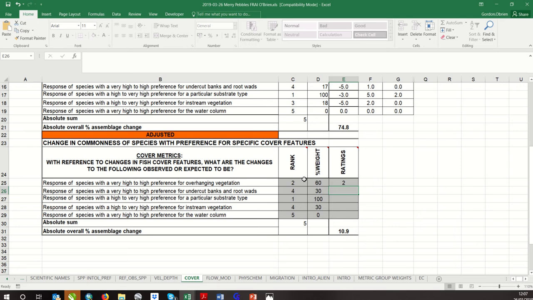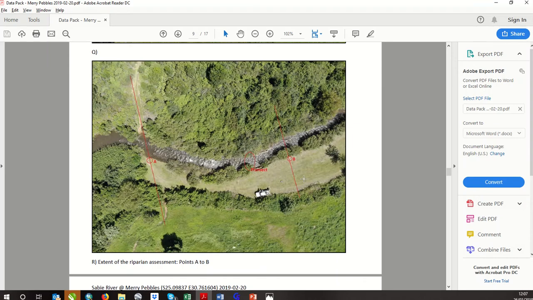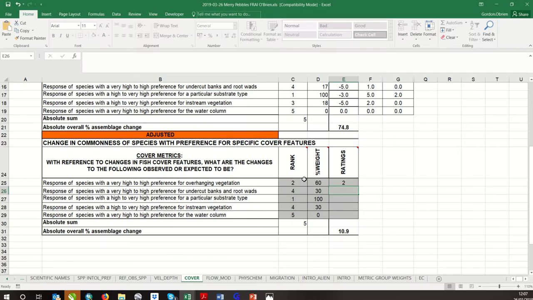What about undercut banks and root wads? I think that there may be a slight change, but nothing as excessive as what they suggest. And at -2 again. Just if I can put a minus in. No, it doesn't want it. So I'll just put a 2.